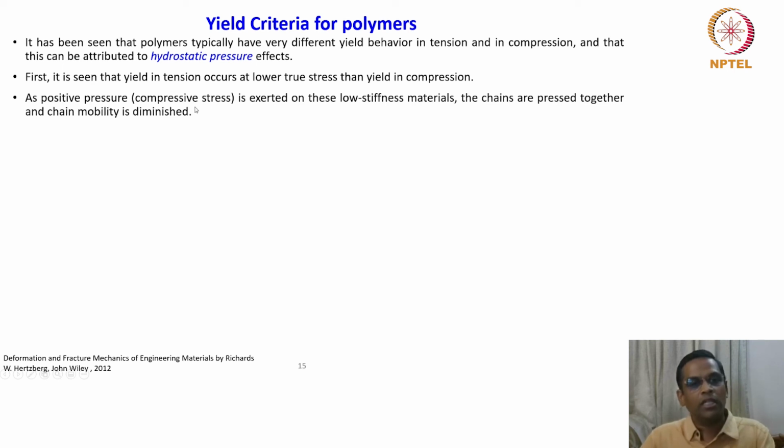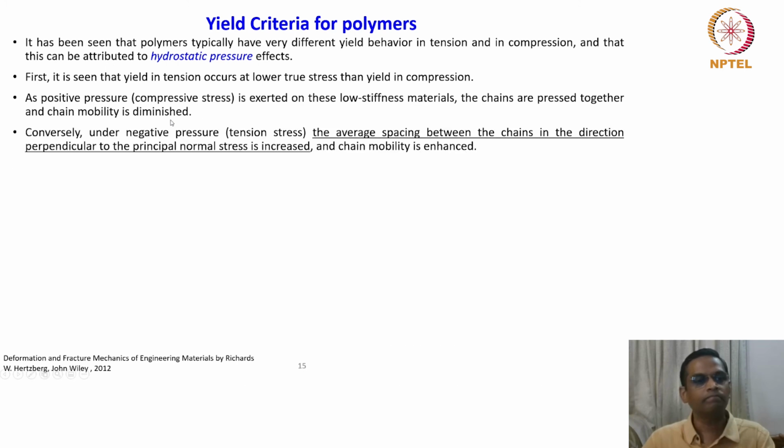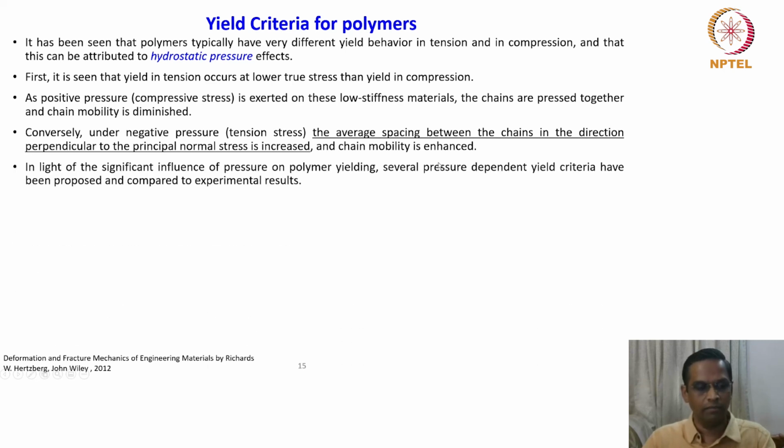As positive pressure, that is compressive stress, is exerted on this low stiffness material, the chains are pressed together and the chain mobility is diminished. Conversely, under negative pressure, that is tensile stress, the average spacing between the chains in the direction perpendicular to the principal normal stress is increased, and the chain mobility is enhanced. This point we have also already seen.